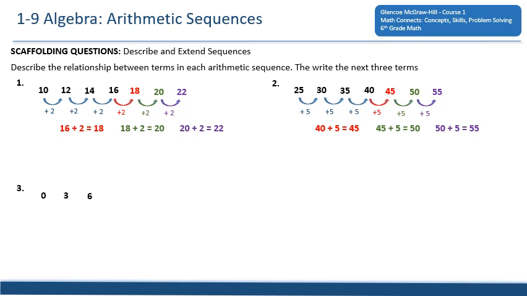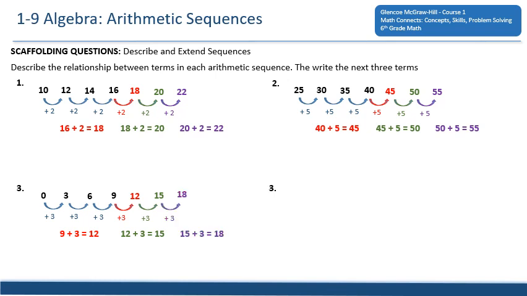Number 3, we have 0, 3, 6, and 9. 0 to 3, we add 3. We add 3 to 3 to get 6. Add 3 to 6 to get 9. 9 plus 3 is 12. 12 plus 3 is 15. And 15 plus 3 is 18.